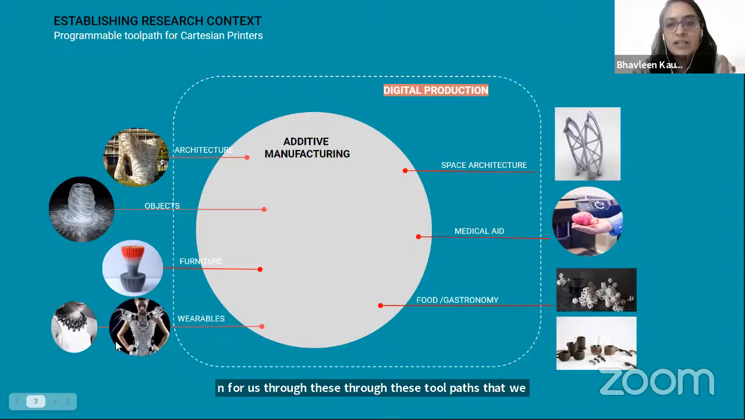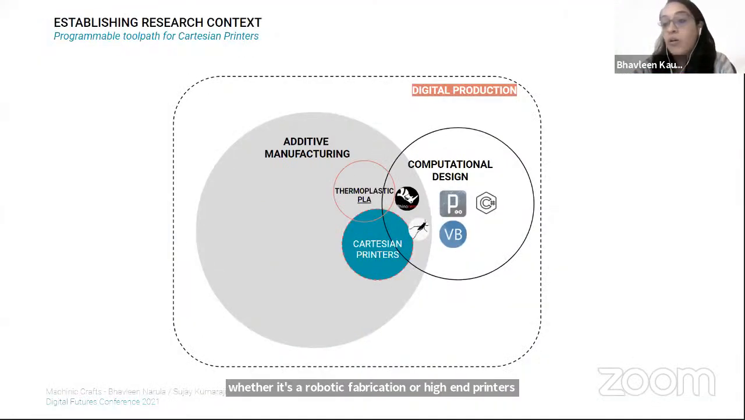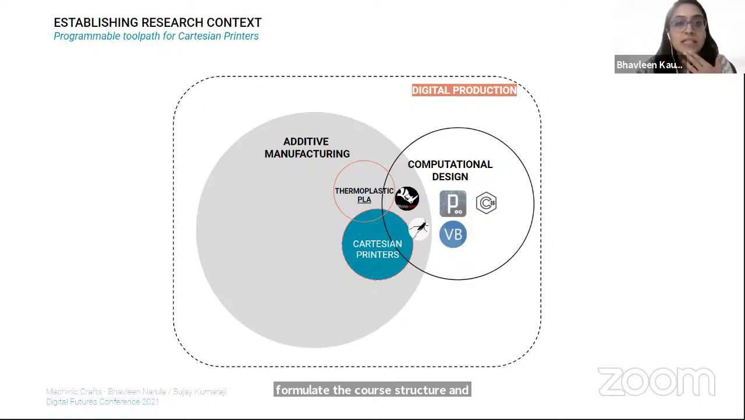In order to briefly discuss the context of the workshop, we started looking at what are the current methodologies used in additive manufacturing, whether it's robotic fabrication or high-end printers for even medical aids or space architecture. Within that realm, we wanted to discuss how Cartesian printers can benefit by G-code manipulation by using certain computational tools. In this case, we were heavily dependent on Grasshopper and a few of the plugins developed for Grasshopper to formulate the course structure and to carry out some of the processes.